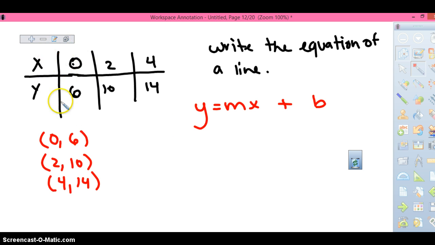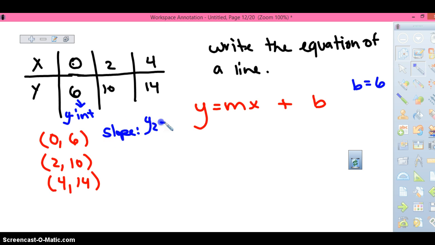Do we know what the y-intercept is by looking at an ordered pair here? What is the y-intercept? 6. We know that b equals 6. We know that this is the y-intercept because x is 0. How are we going to find slope?